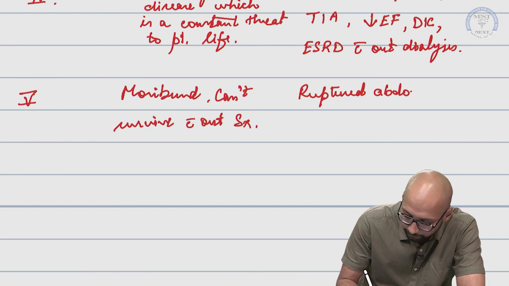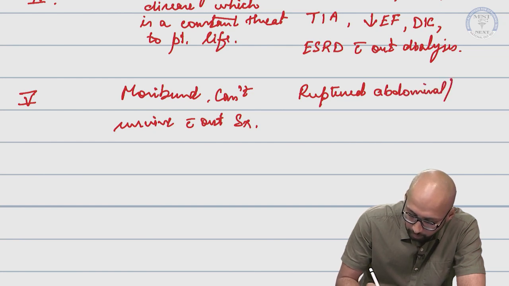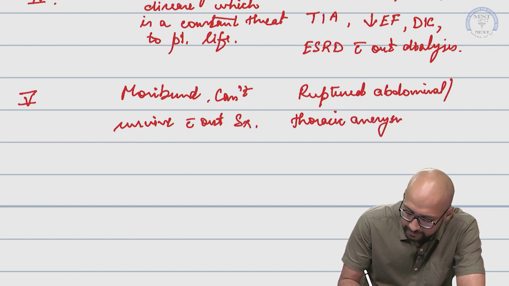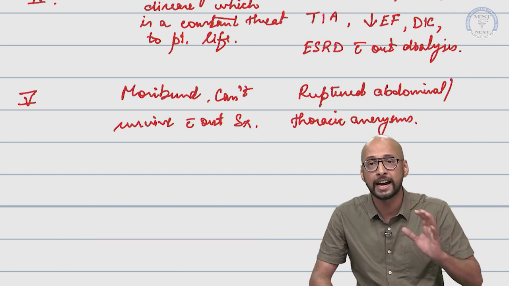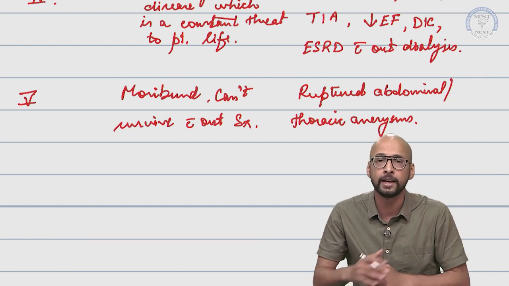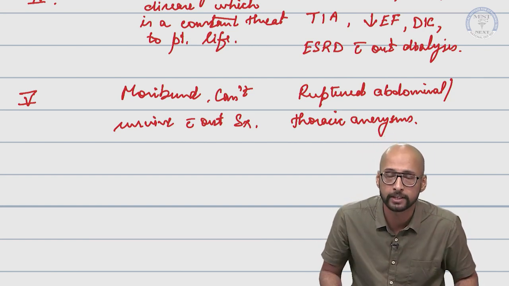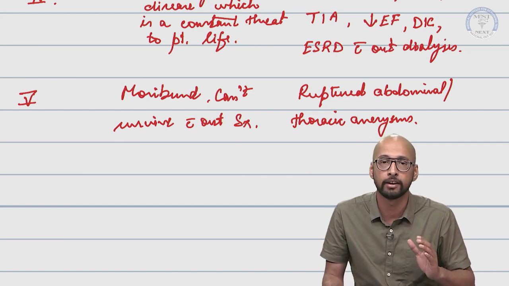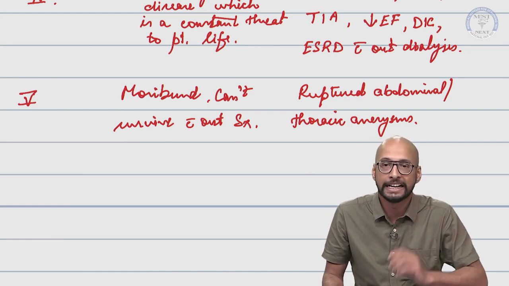abdominal or thoracic aneurysms, right? These conditions are life-threatening. So these have to be operated immediately, whatever the condition of the patient. The patient cannot survive without surgical intervention.